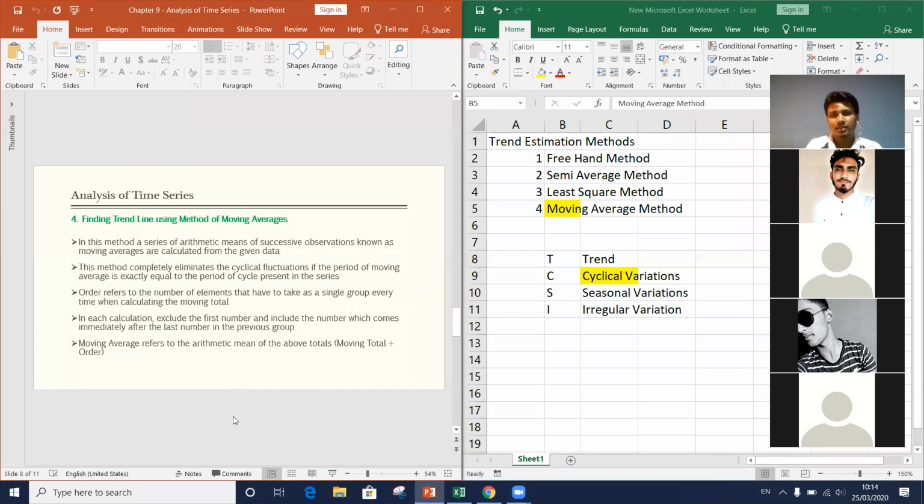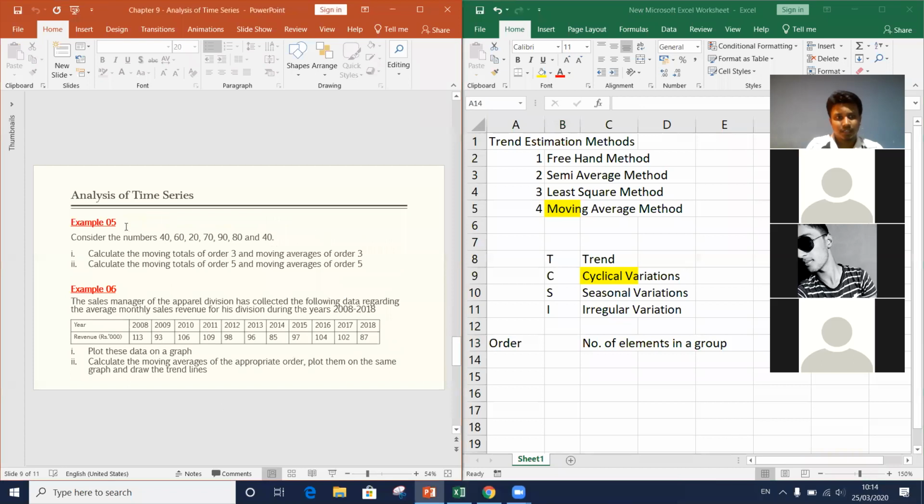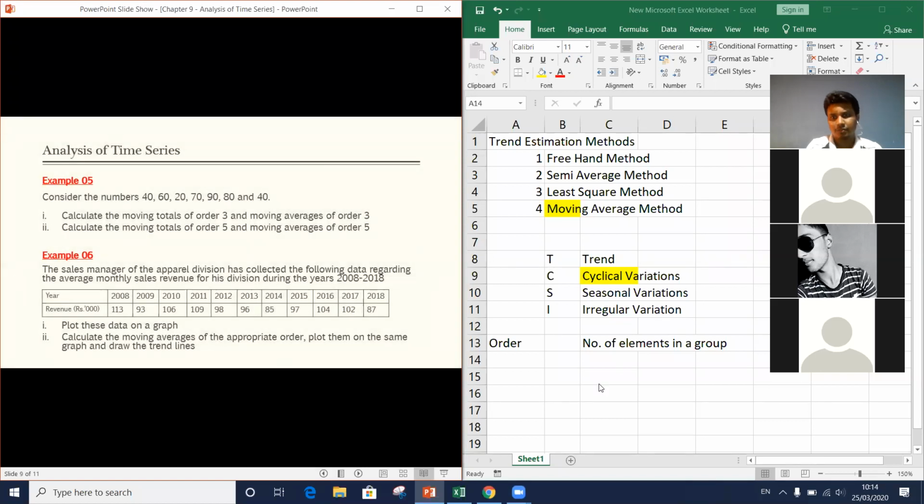So order means basically the number of elements. If we come across this word order, it means the number of elements in a group. And the last 2 points discuss how to calculate moving averages and moving totals. So we will do it with the example. Example number 5.